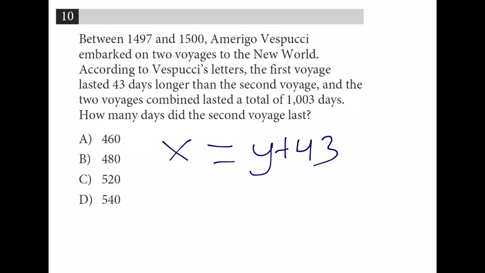So we're going to build a couple of equations, such as this first one. The first voyage lasted 43 days longer than the second voyage, so x will represent the first voyage and y the second voyage, so we add 43 to y and we get x. The 2 voyages combined, or in other words, x plus y, is equal to 1,003.